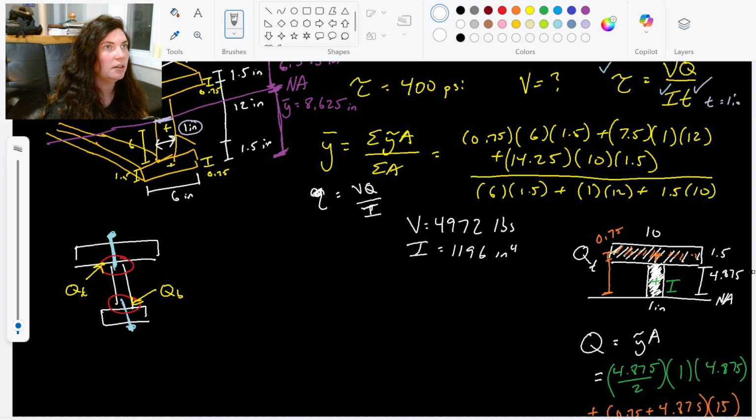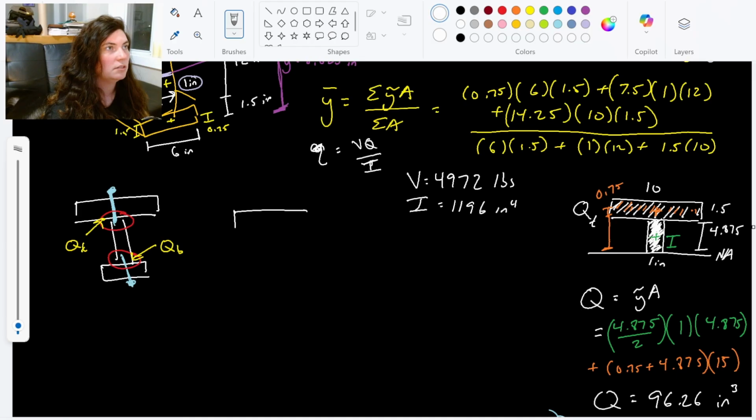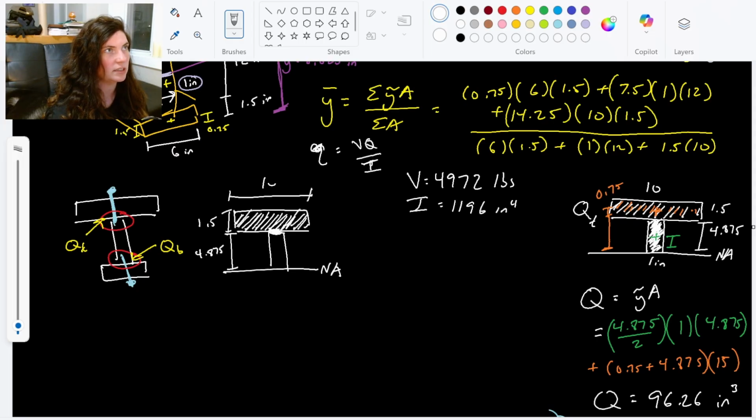So for the top here, here's my top portion. Again, point of interest is this interaction right here. So we're looking at all of this area above where the boards are joined. So this area here, above the neutral axis. This distance, we just said, what was this distance? 4.875, 1.5, and then this top thickness was 10.